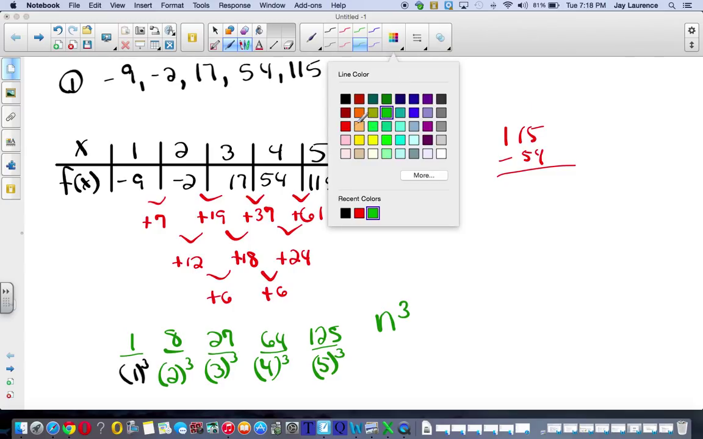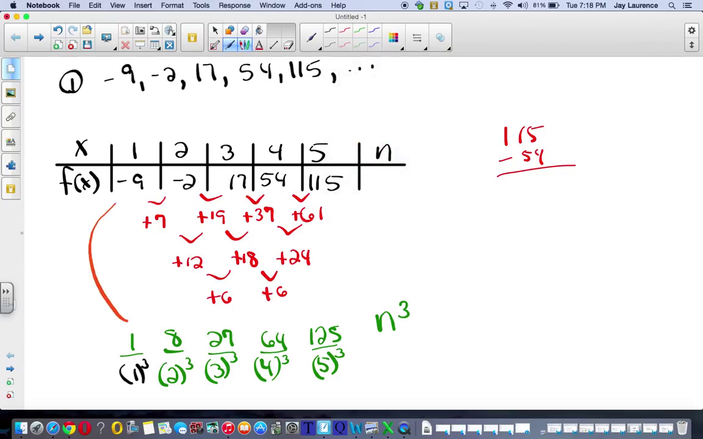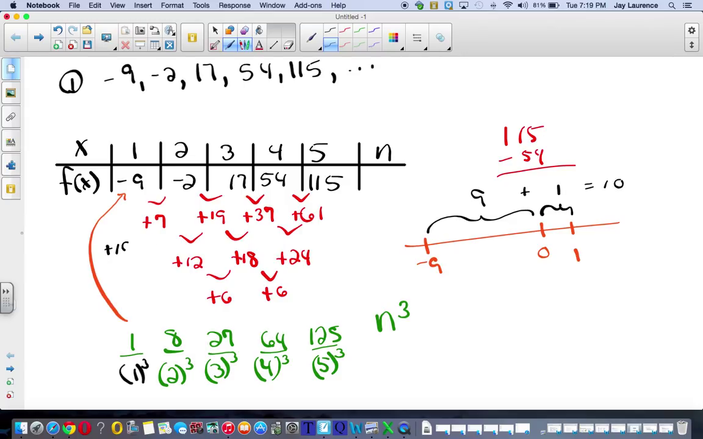How do I turn those green ones into the black ones? This one, I know how to do it. I'm thinking about a number line, and I've got -9 over here, 0 here, and +1 there. I can think, well, this is 9 units away, and this is 1 unit from 0. So together they must be 10 units away from each other, right? So I'd add 10. But if you didn't know, you could always do this one, 125 into 115.